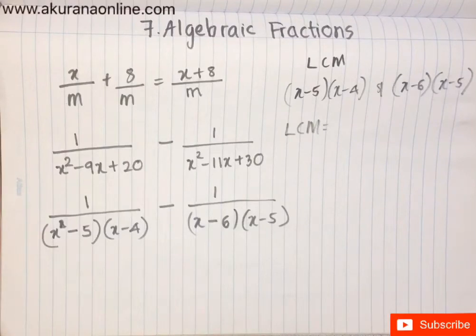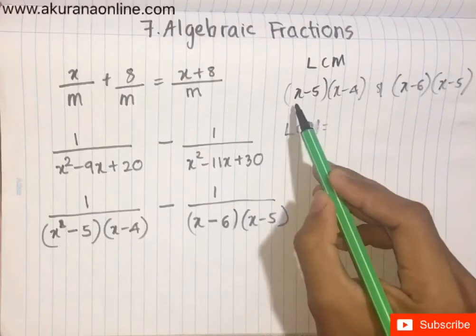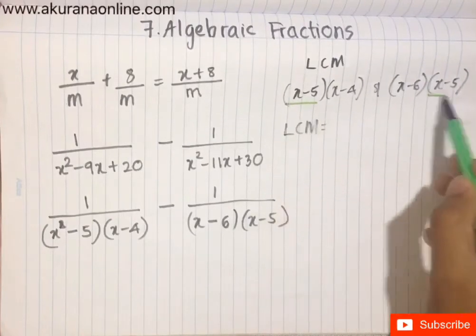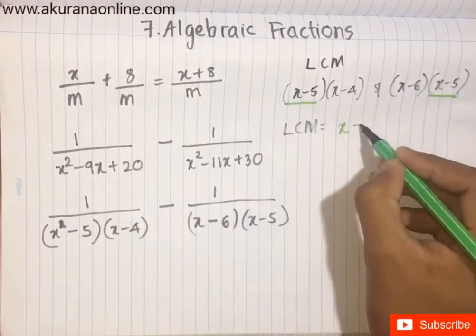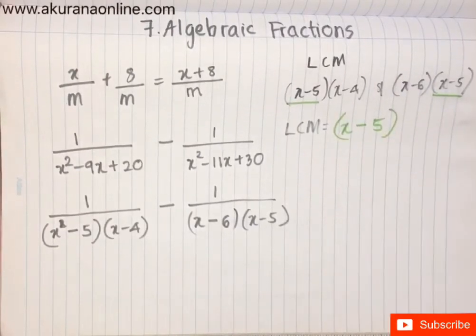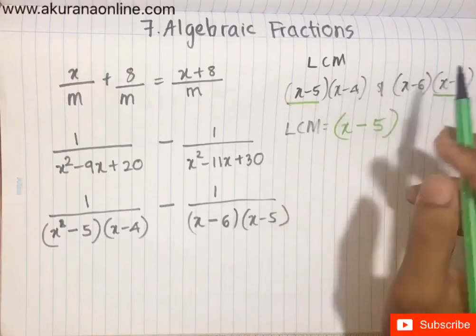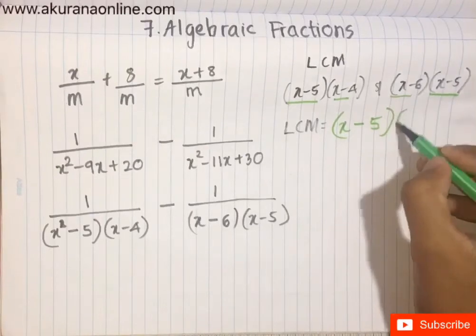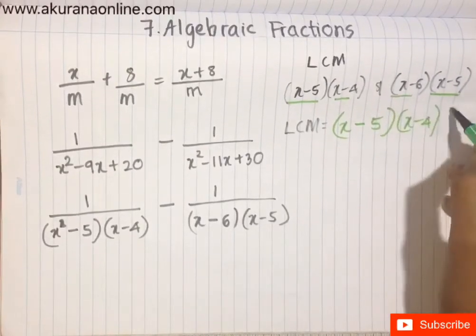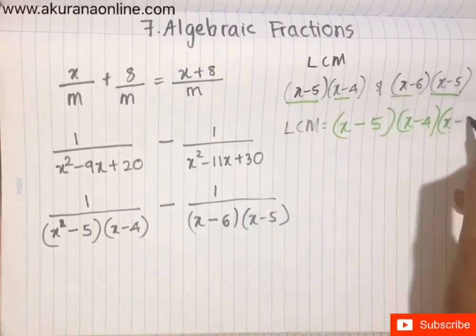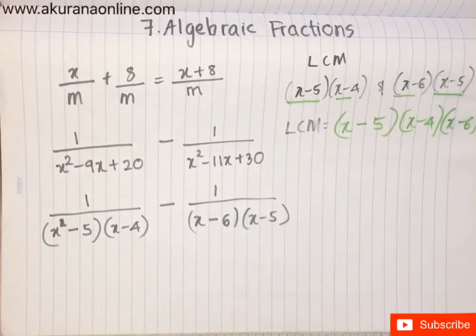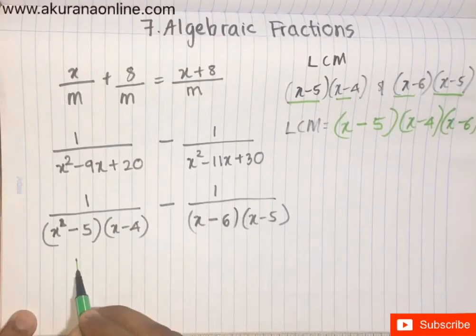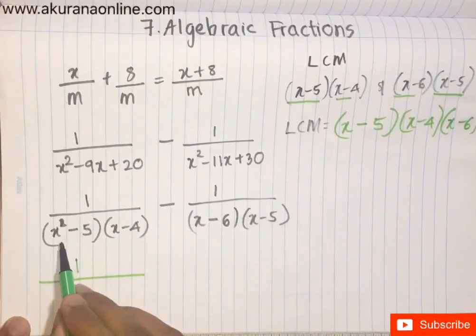Now, how do you find the LCM of these two? This is the way we solve. First of all, check for the common terms. Do you have a common expression on both sides? Yes, that is x minus 5. These things you have already studied in grade 10. Now take the terms which are not common: you have x minus 4 and also x minus 6. So you multiply them: x minus 4 and x minus 6. This is the LCM.